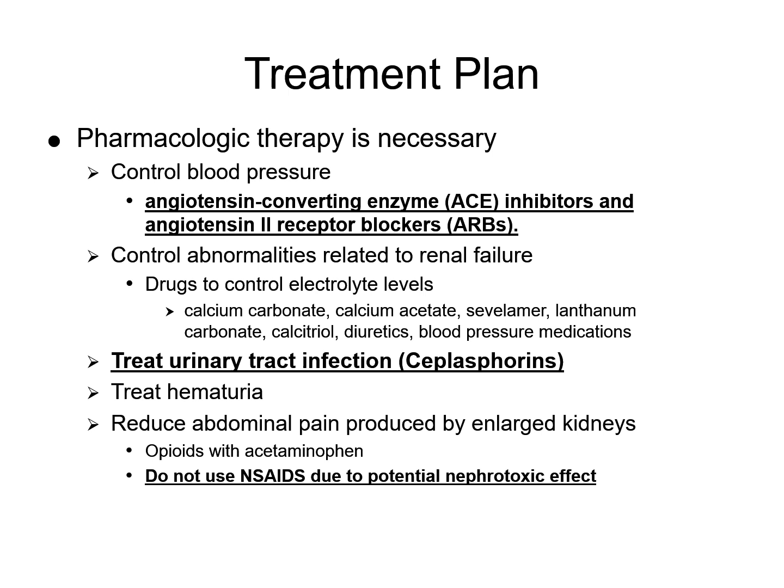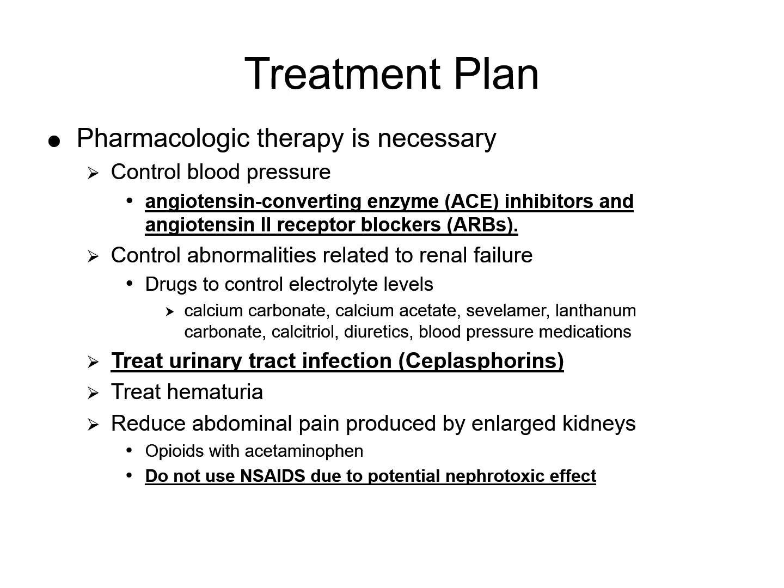We also want to control any abnormalities related to renal failure, and that would include some drugs to control the electrolyte levels. And I have them listed here for you. Diuretics, of course, blood pressure medications. Sometimes they need calcium carbonate, calcium acetate. Some of these are, of course, based on what their blood levels show. If they have a urinary tract infection, it must be treated, and they will treat it with cephalosporins. And they will treat the hematuria.